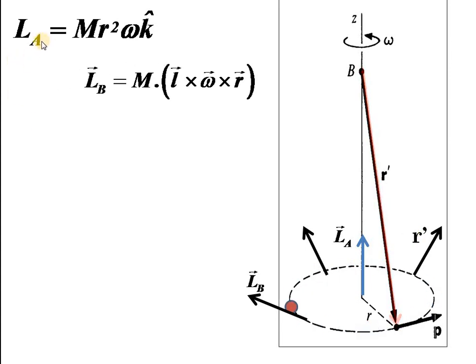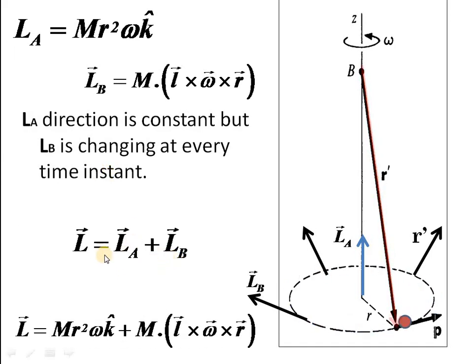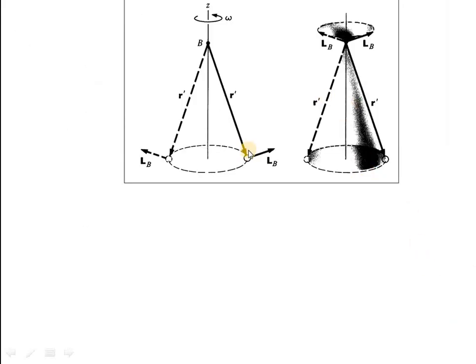So now we have both the angular momentum with respect to A and the angular momentum with respect to B as shown in the figure. So we can add them up. We will get the total angular momentum LA plus LB, that is given as mr square omega k cap plus m into vector L cross omega cross vector r. So let's now take a little bit of interest in the direction of vector LB. What is important in it, as I told you, these are the directions of vector LB at two different time instants. The direction of LB is shown in the figure.